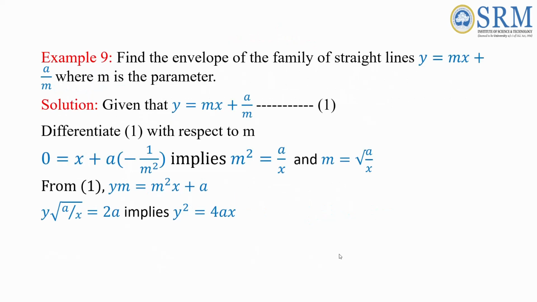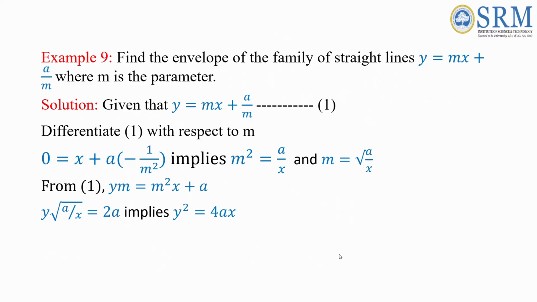We'll see a few examples. Find the envelope of the family of straight lines given by y equal to mx plus a by m, where a is a constant whereas m is a parameter. Now given that y equal to mx plus a by m, differentiate 1 with respect to m, and we get left hand side 0, since there is no m, and right hand side x plus a into minus 1 by m square. After rearranging this, we get m square equal to a by x. Therefore m equal to root of a by x.